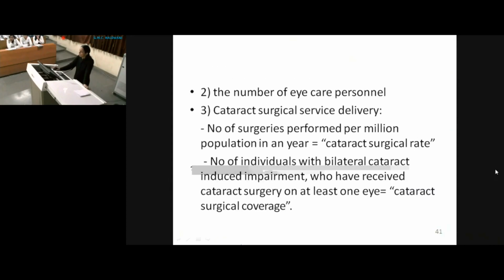The number of eye care personnel has to naturally increase. Cataract surgical service delivery has to be improved. So the number of surgeries performed per million population in a year, what do we call this? Cataract surgical rate. And the number of individuals with bilateral cataract induced impairment who have received cataract surgery on at least one eye, that is cataract surgical coverage.